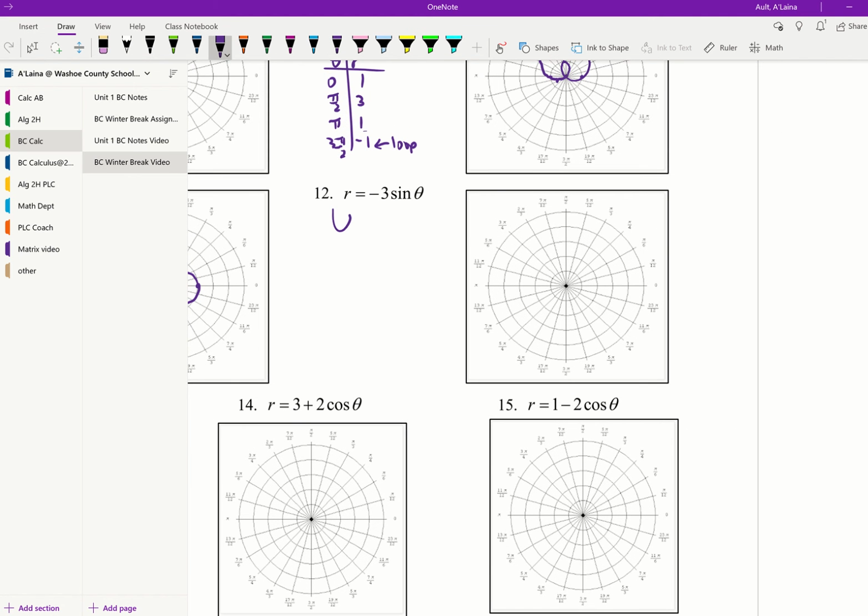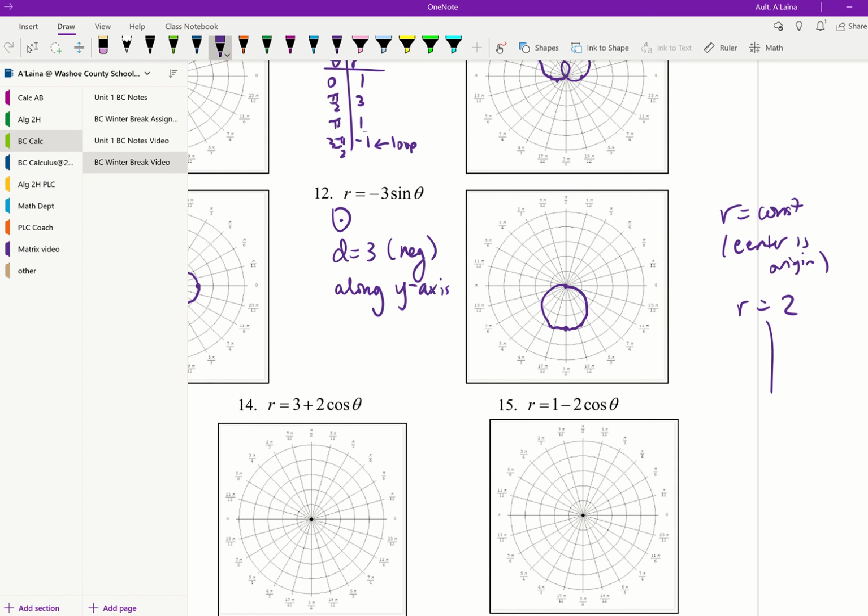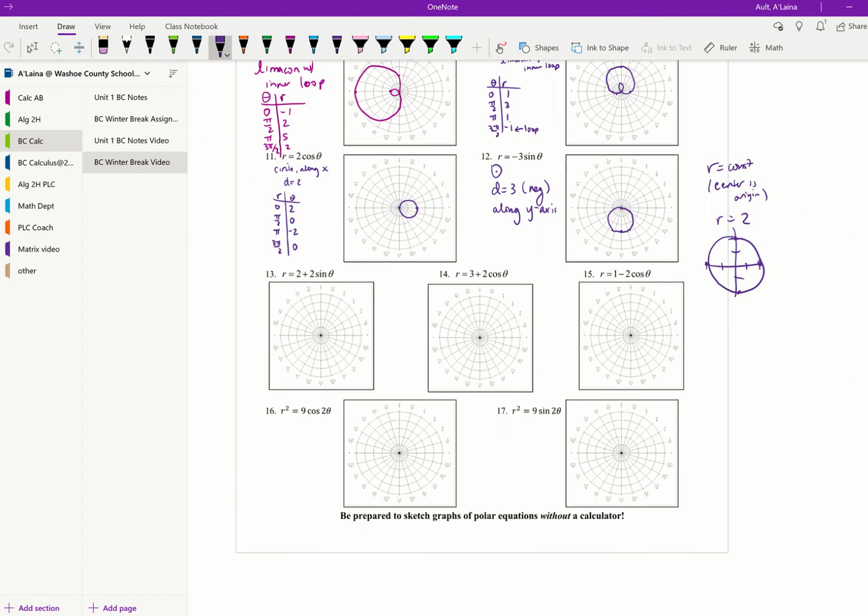Here's another circle. The diameter is 3 in the negative direction, and this is along the y-axis because it's sine. So I'm going to make sure and go in the negative direction. These will always touch the origin. Now, if it was r equals a constant, then the center is the origin. Those are a little different. Like r equals 2 means the radius is 2 no matter which direction you go, and it would look like that. So that's the other type of circle that can show up.